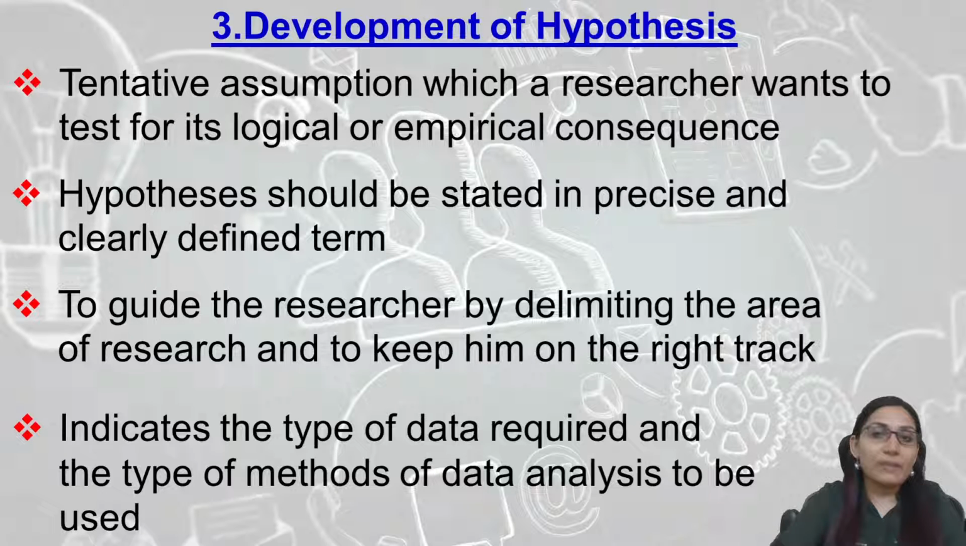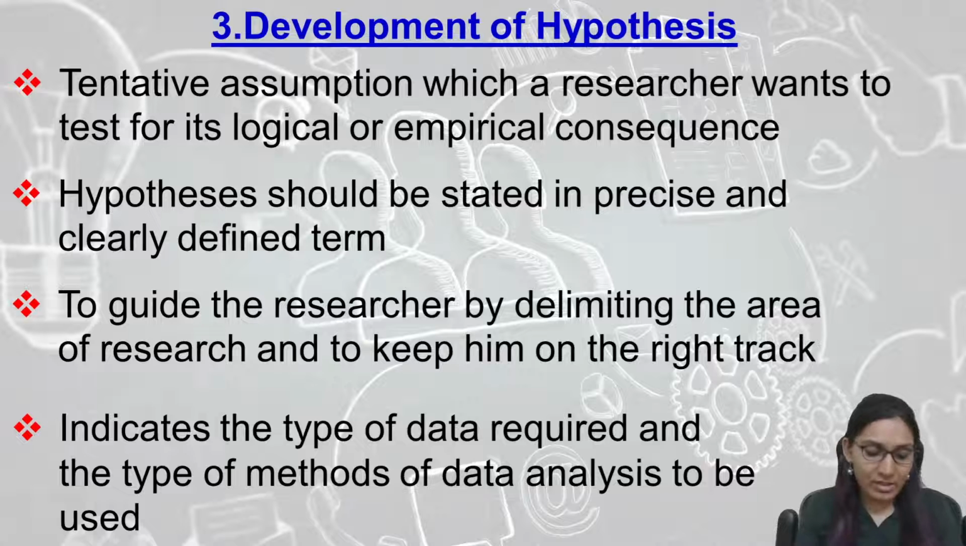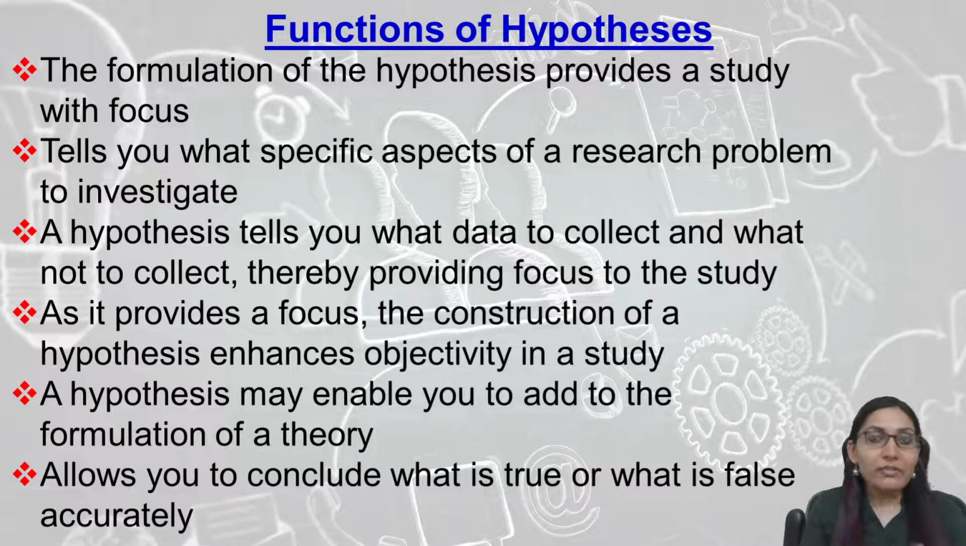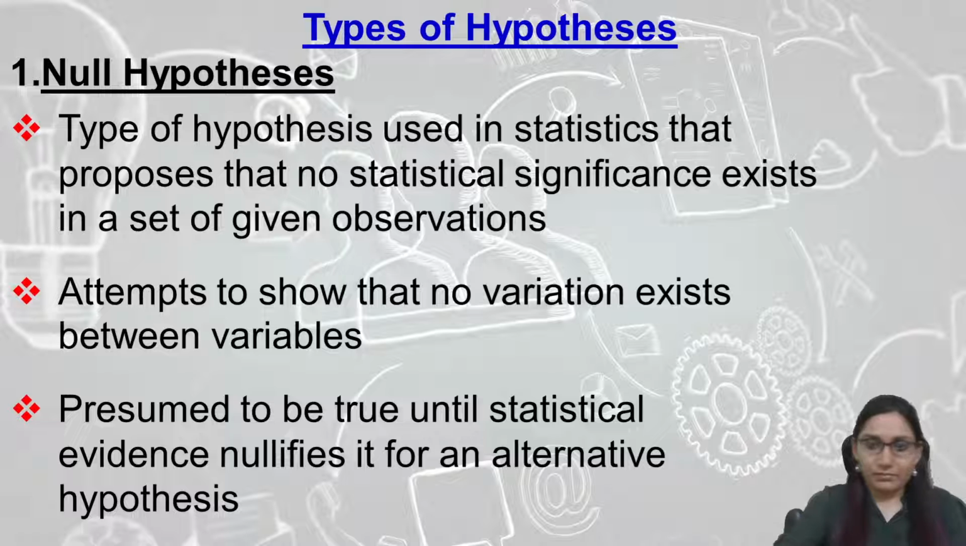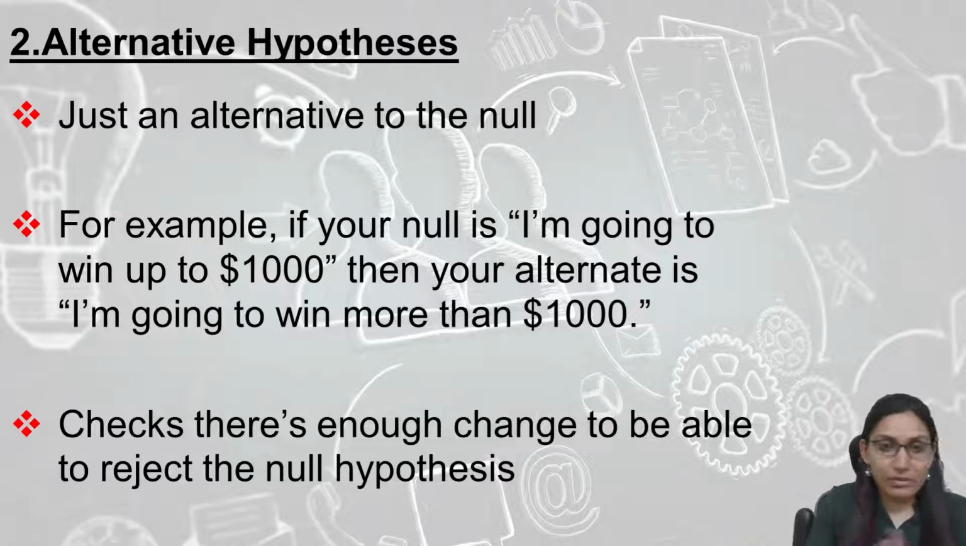Now, next is development of hypothesis. We have seen the two kinds of hypothesis, the null hypothesis and the alternate hypothesis. Next is the functions of hypothesis. So, what are the functions? Why is hypothesis important? The significance of hypothesis. Then we discussed the different types of hypothesis: the null hypothesis and the alternate hypothesis. We have seen both of them. You can just go through the slides.